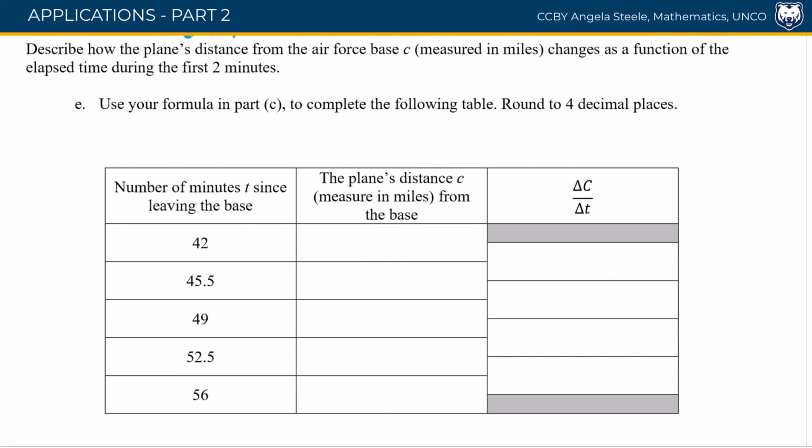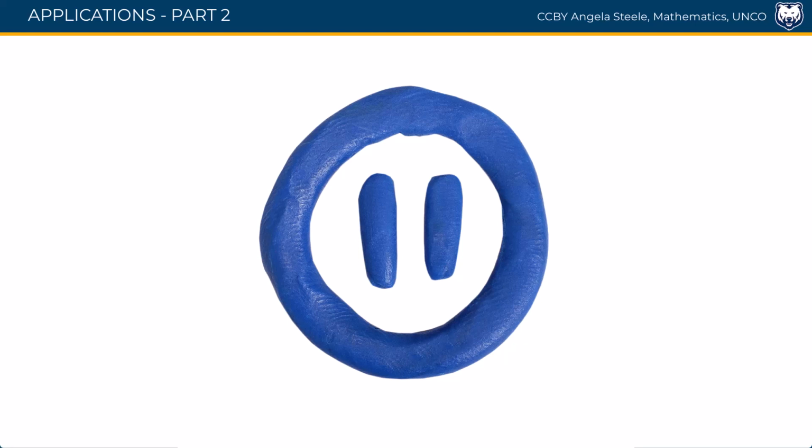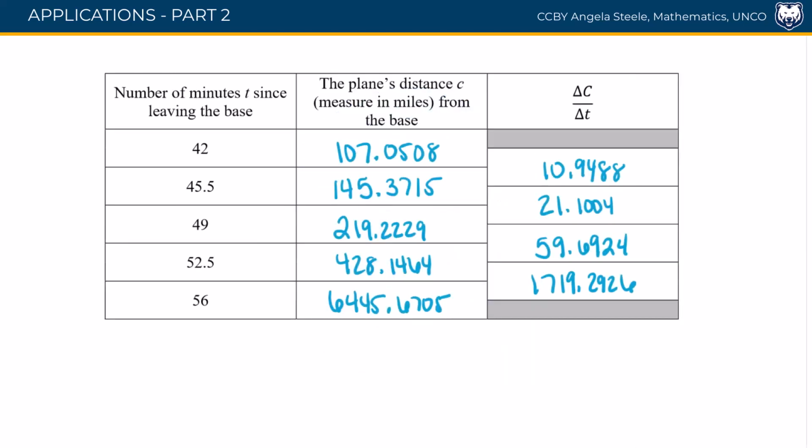All right, we're going to continue working with that same formula. For part E, we're going to do the same thing, but now notice that the t values are larger. So we have 42 minutes, 45.5 minutes, and so go ahead and fill in the table just like you did before. Go ahead and pause the video while you do that. All right, these right here should be the solutions. Just like before, you're plugging t into the function to get the plane's distance, and then you are finding the slope for that third column.